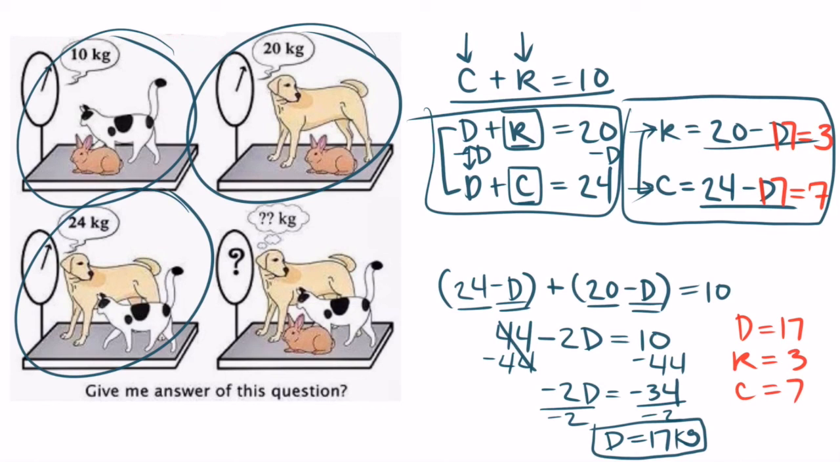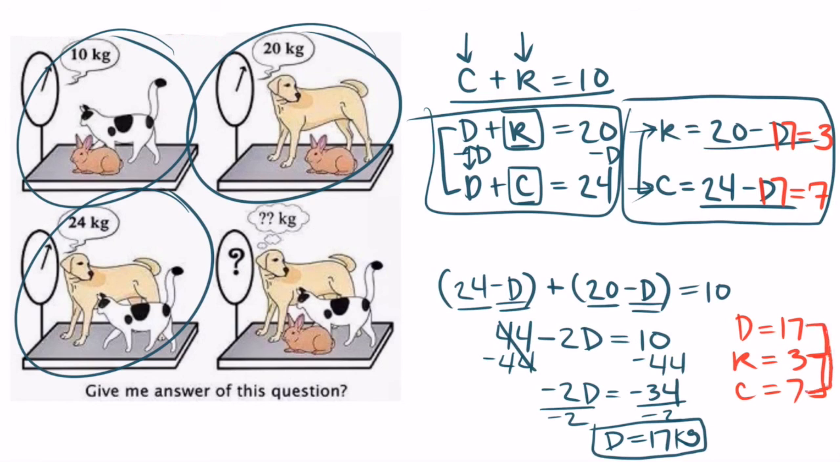And we could go and plug those back into each equation to make sure they work, right? Cat plus rabbit equals 10, that does check out. Dog plus rabbit equals 20, that also checks out. And then lastly, dog and cat is 24.